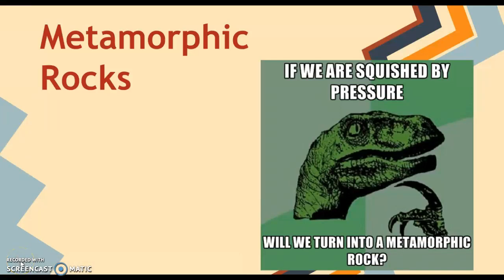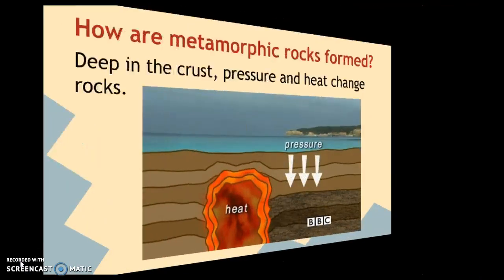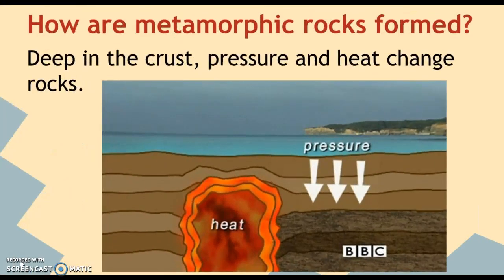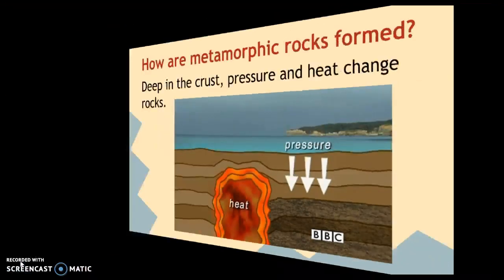Now we're going to talk about metamorphic rocks. How are metamorphic rocks formed? They form deep in the crust. Pressure and heat change these types of rocks. As you can see in this picture, pressure of other rocks on top push down, and the heat from the lower crust and upper mantle help to form metamorphic rocks.